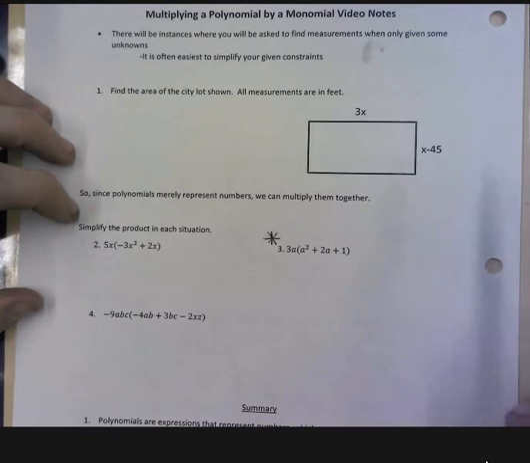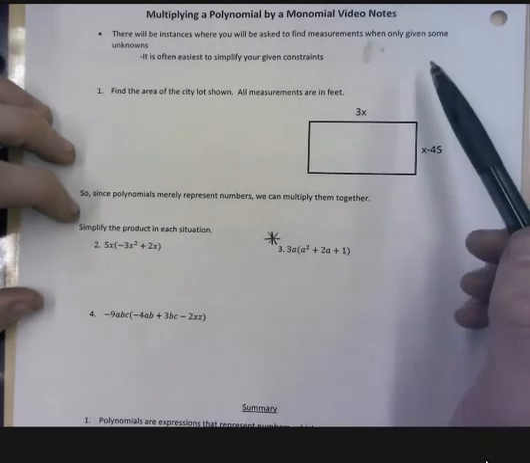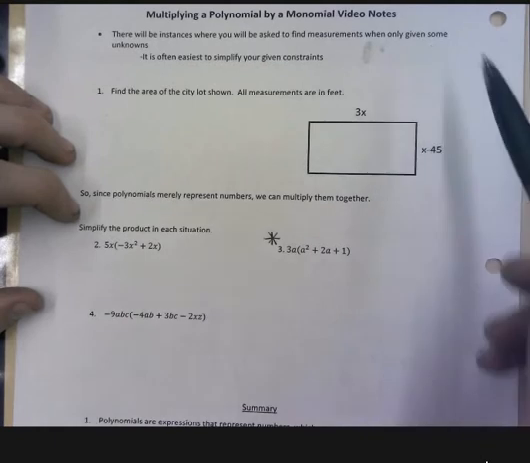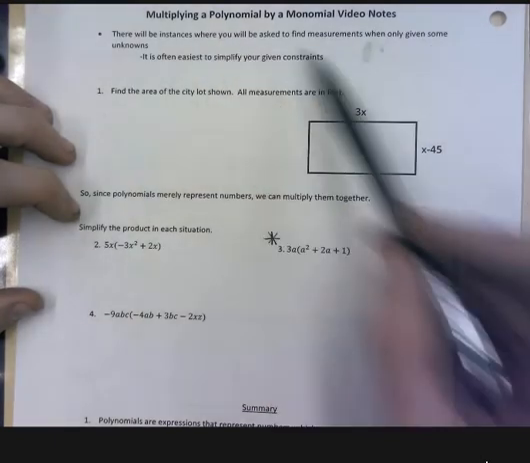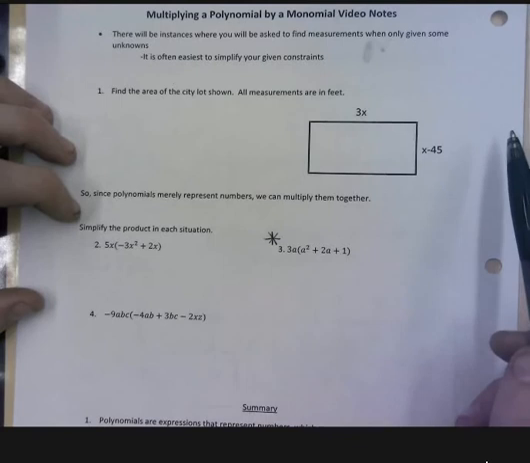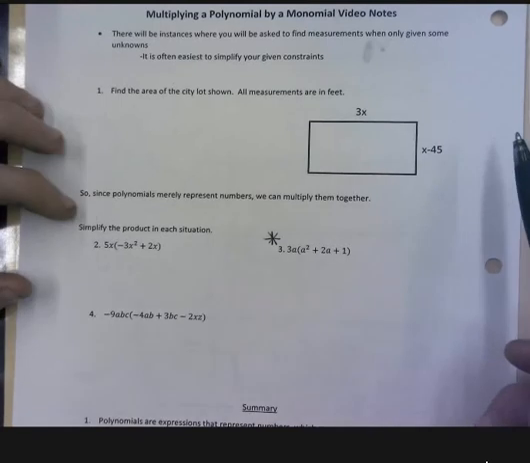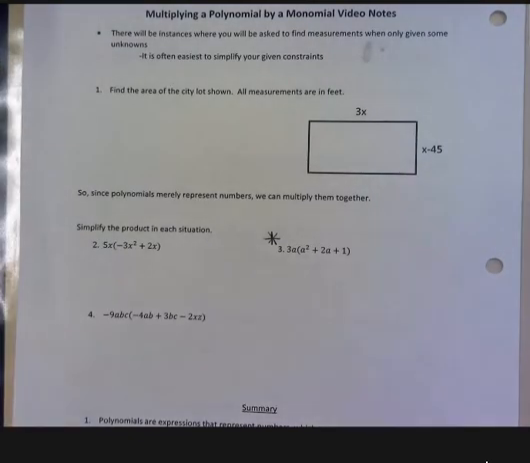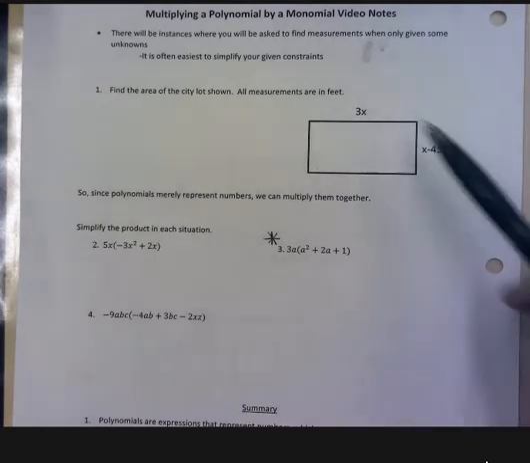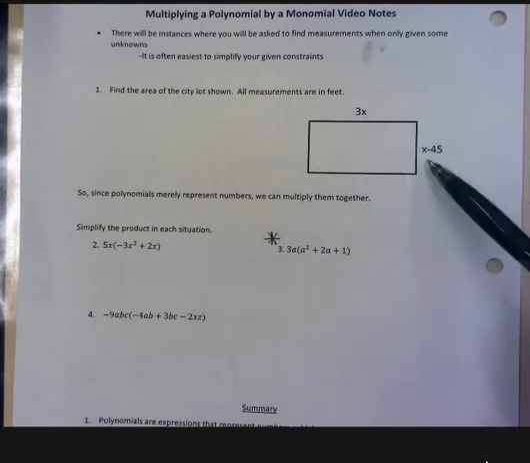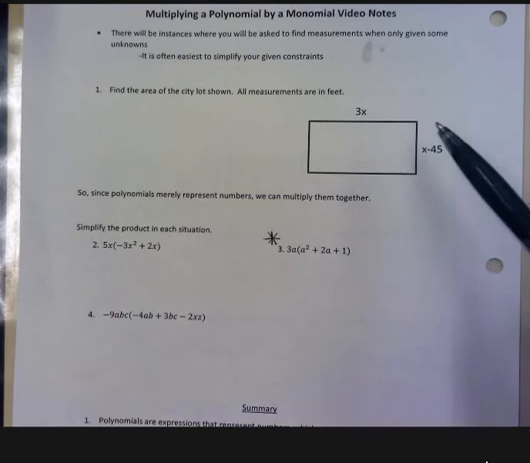Just combining like terms. We're not doing anything totally different today. We're working with multiplying a polynomial by a monomial. There are going to be instances in which you'll be asked to find measurements when you're only given some side lengths, but they include some unknown values or variables. Often, it's easiest when you simplify these expressions.